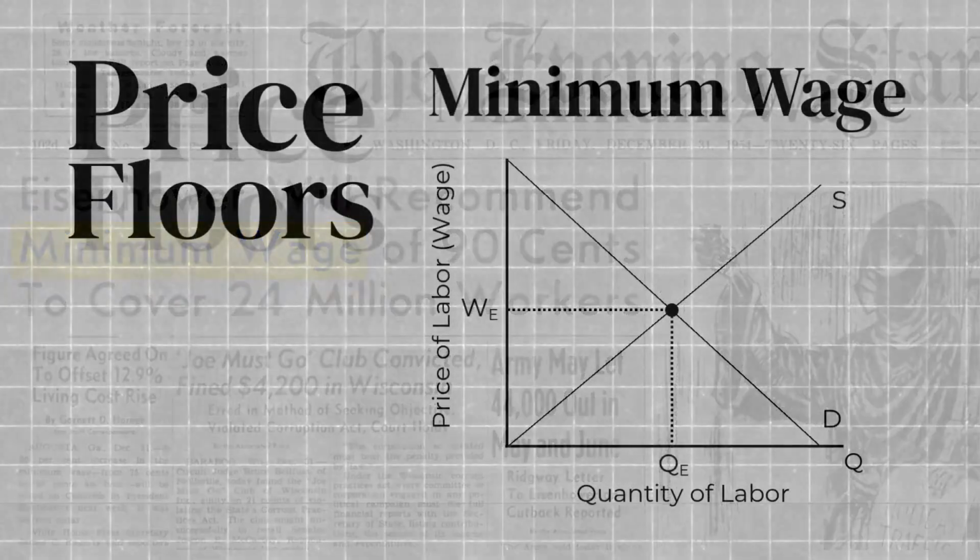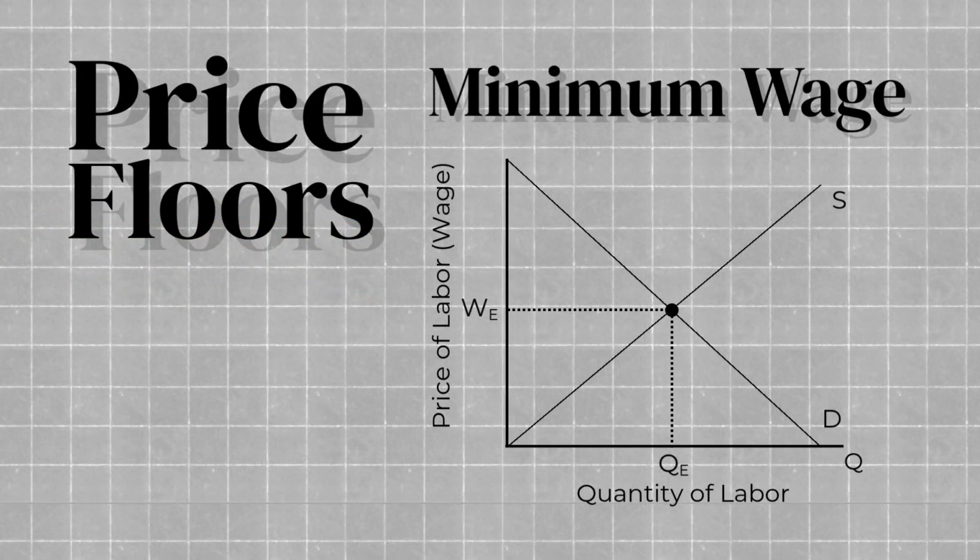Let's start with the diagram of the market for labor. The demand curve shows the quantity of labor that firms are willing and able to pay for at each wage level. The supply curve then shows us how many workers are willing to work at that wage level. Obviously, the higher the wage, the more motivated people are to work, increasing the labor force.